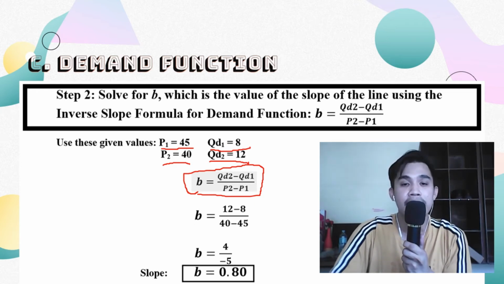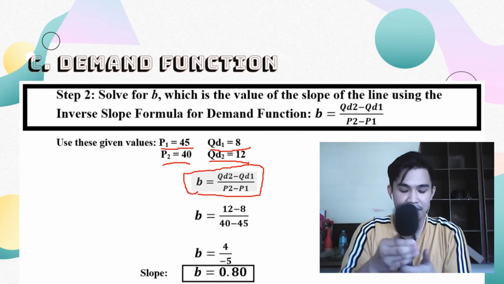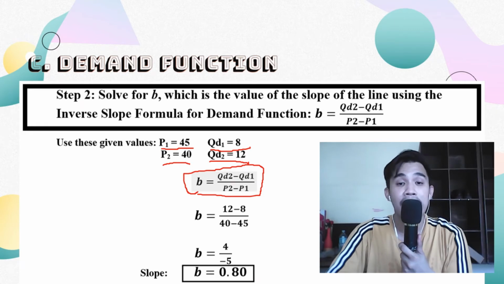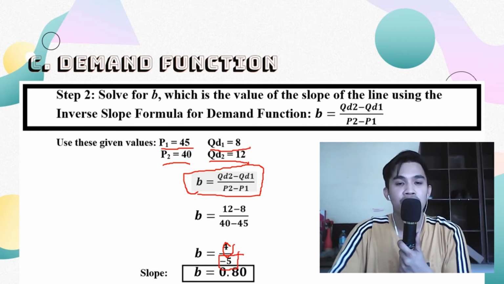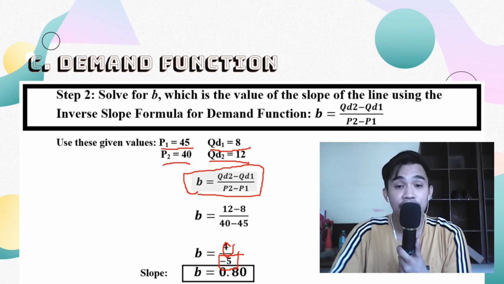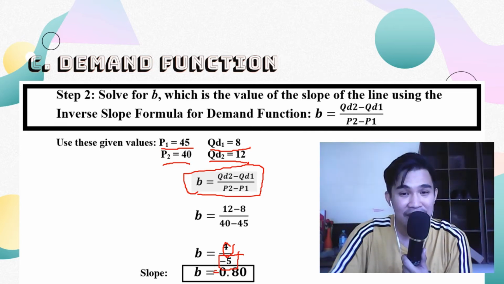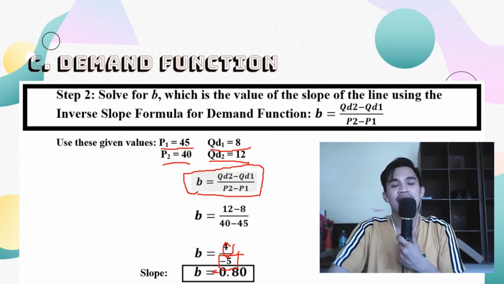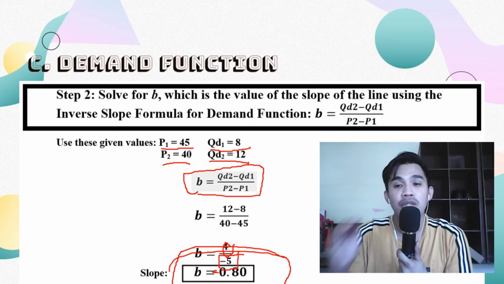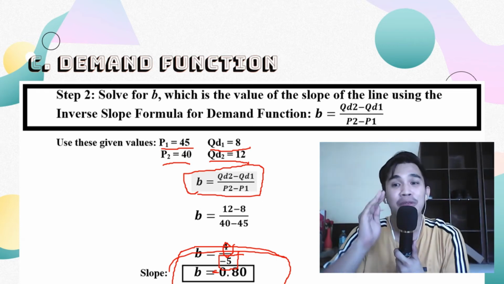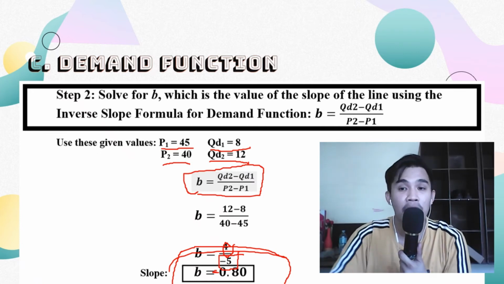So we have now B is equal to 12 minus 8 over 40 minus 45. So 12 minus 8, that is equal to 4. Ayan, 4. And then 40 minus 45, that is equal to negative 5. So using your calculator, you are going to divide 4 divided by negative 5, that is equal to negative 0.80. So sorry, nakalimutan ko pala ang negative. So that is negative 0.80. Okay? So we already have now our slope, which is the value of our B. So iset aside mo muna yan siya, pero huwag mong kalimutan because we will be using that value later on as we solve for our demand function.